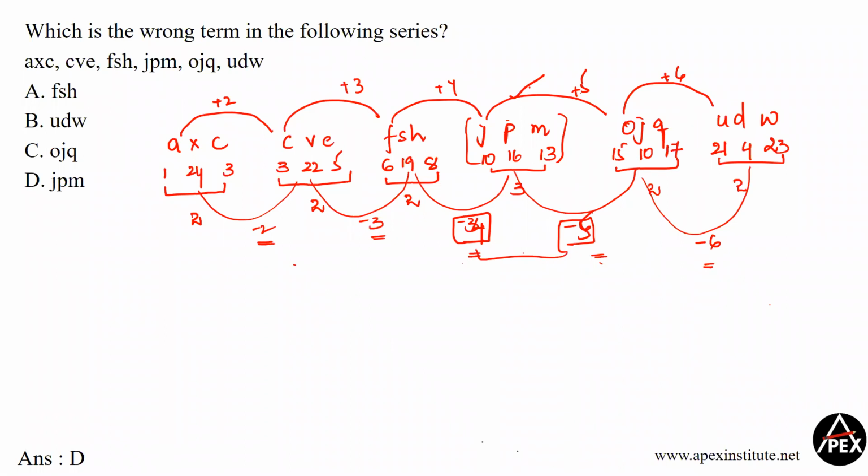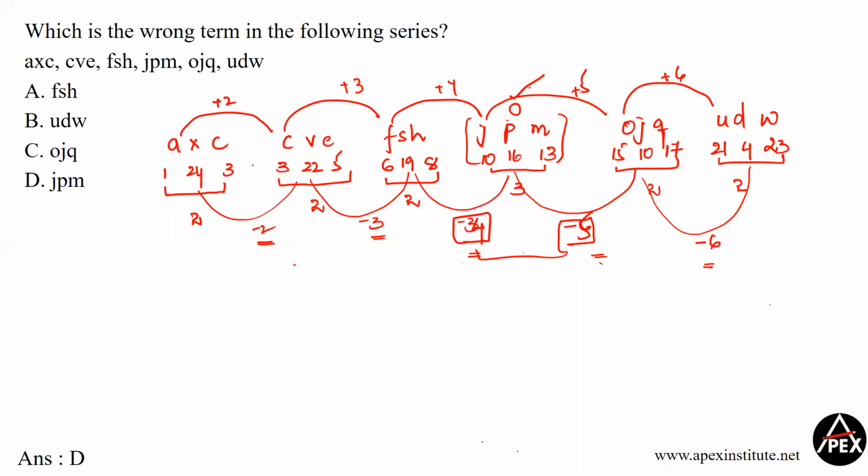So yes, 19 minus 4, it should be 15. So instead of P, if we had O, then you can say that X, V, S, O, J, D are in a series.